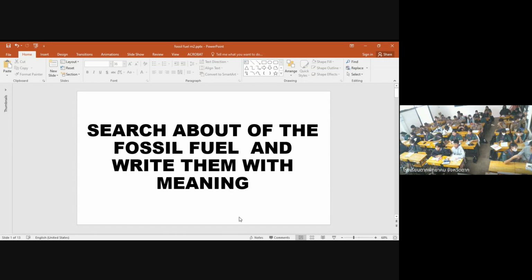In your notebook, search about the fossil fuel and write them with meaning. For example, for fossil fuel, we have petroleum. Try to search on the internet the meaning of petroleum. I give you some of the fossil fuel. You try to search the petroleum, the coal, and the oil shale. Try to search the meaning.